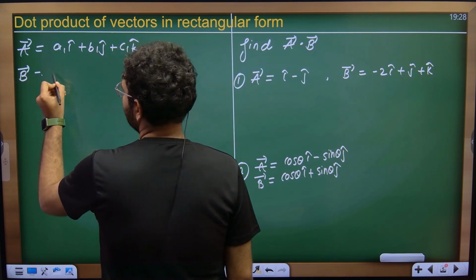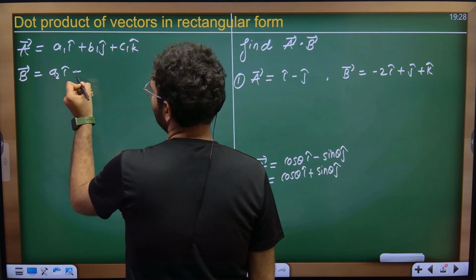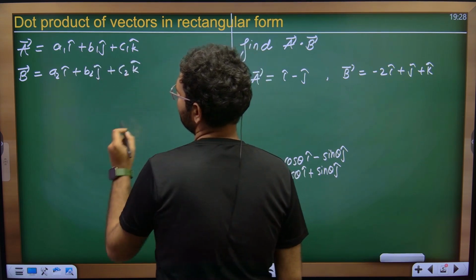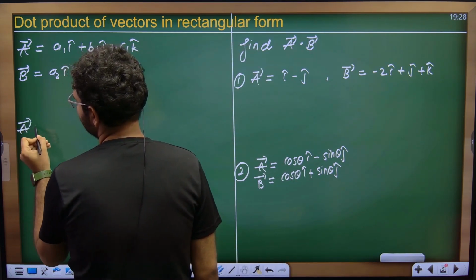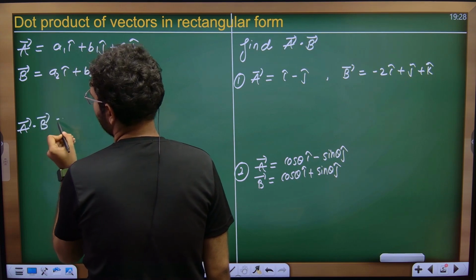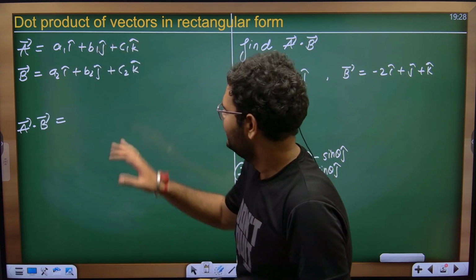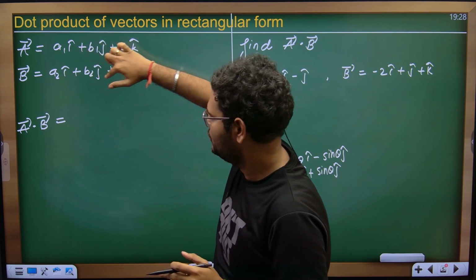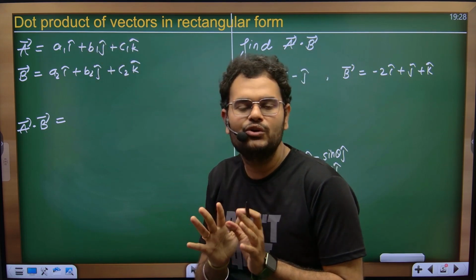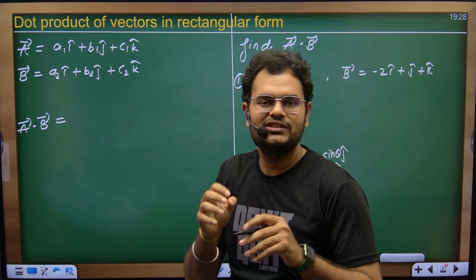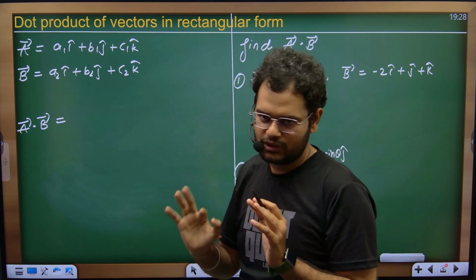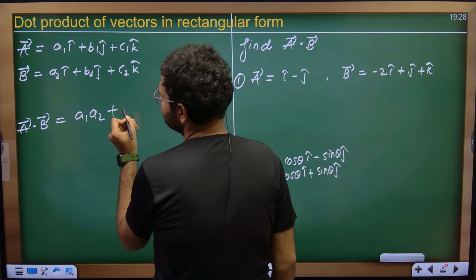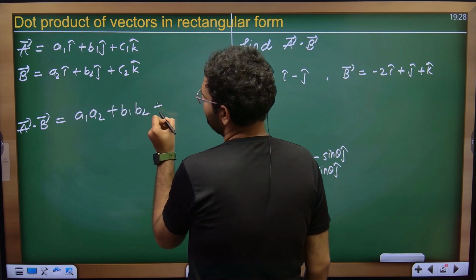B vector, sir, a2 i cap plus b2 j cap plus c2 k cap. I want a vector dot b vector formula. So should I again do that thing, that okay, hide b and c and do the dot product with a1? No, I will not do that. I will directly write the formula which is derived from the same logic. Okay, so directly I will write a1 a2 plus b1 b2 plus c1 c2.